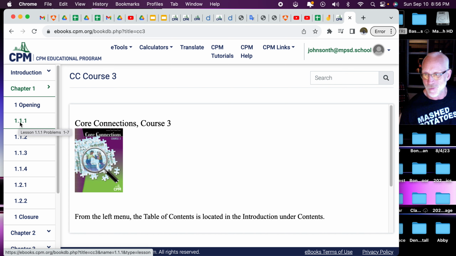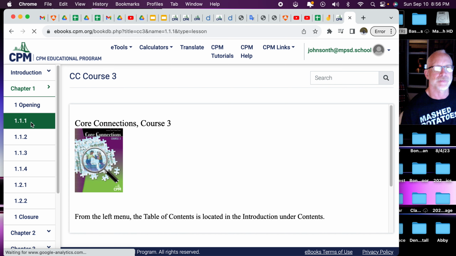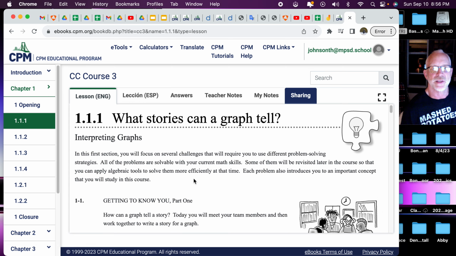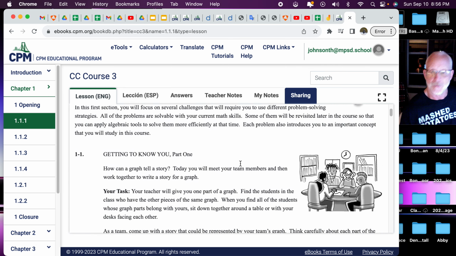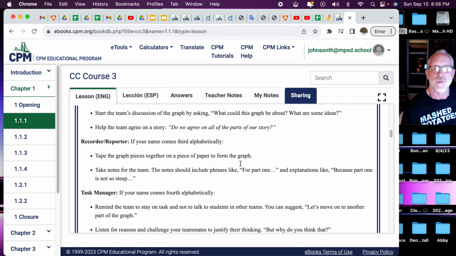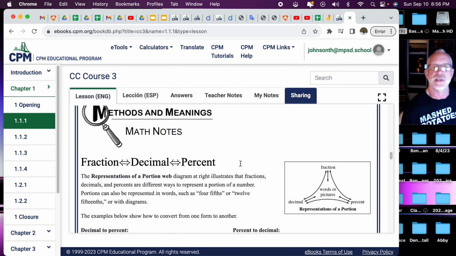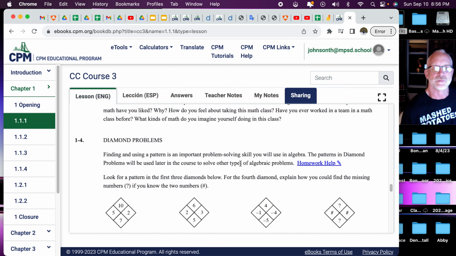Chapter 1, day 1, lesson 1, day 1, right there. We just did the graphing. What stories can a graph tell? You did that with me just now. And now we're going down into homework.